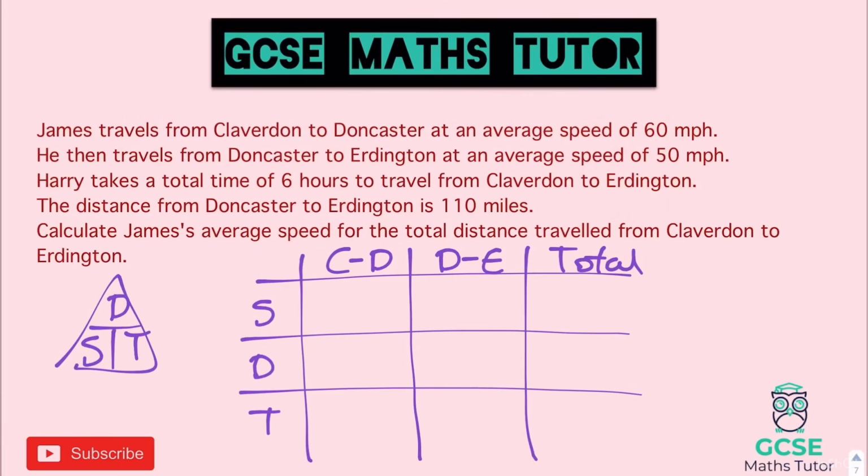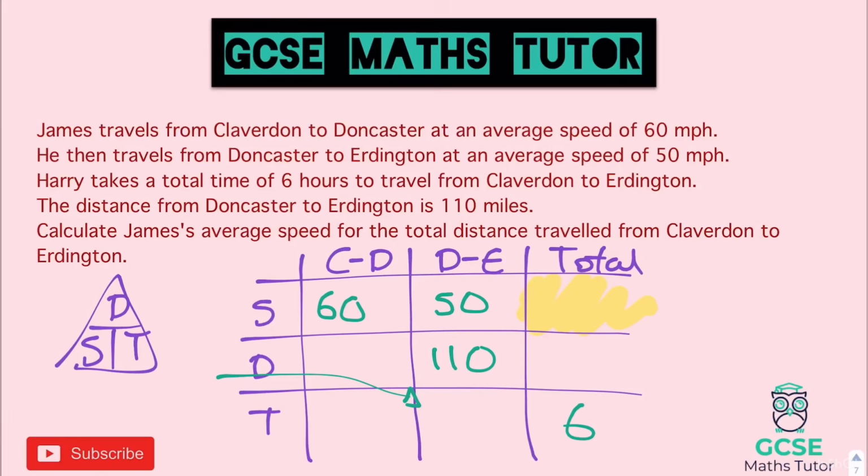So we have an average speed of 60 for the first part of the journey, and an average speed of 50 for the next one. Then it says we've got a total time of 6 hours, and it says the distance from D to E is 110. There we go, so 110. So a very, very similar setup to our last question that we actually looked at. Again, where we're going to have to work backwards to work out this average speed for the whole journey, which is what the question's looking for. So if we start working backwards then, we can work this one out to start with.